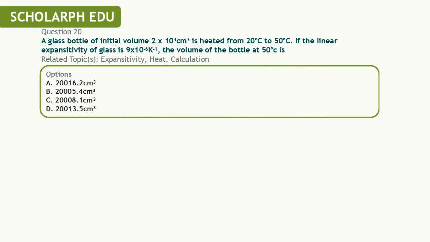Next, on expansivity, a glass bottle of initial volume 2 times 10 raised to power 4 centimeter cube is heated from 20 degrees Celsius to 50 degrees Celsius. If the linear expansivity of glass is 9 times 10 raised to power minus 6 per Kelvin, the volume of the bottle at 50 degrees Celsius is.